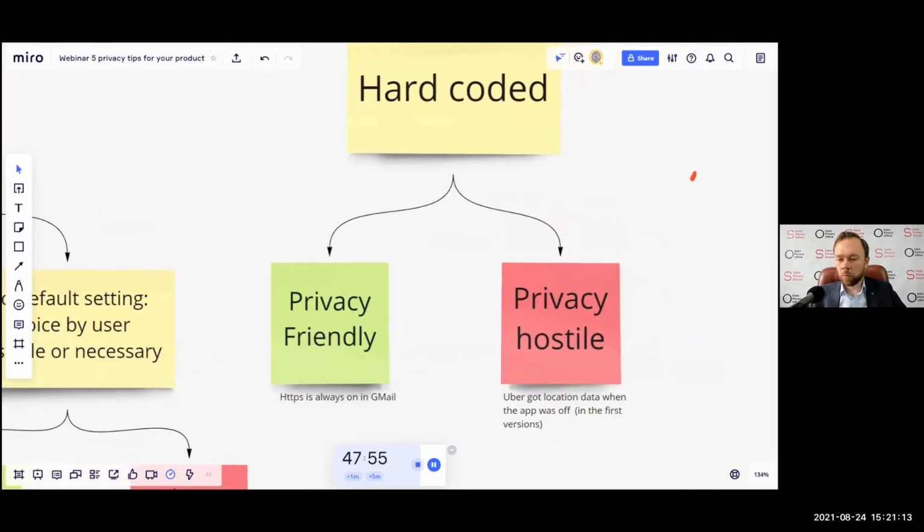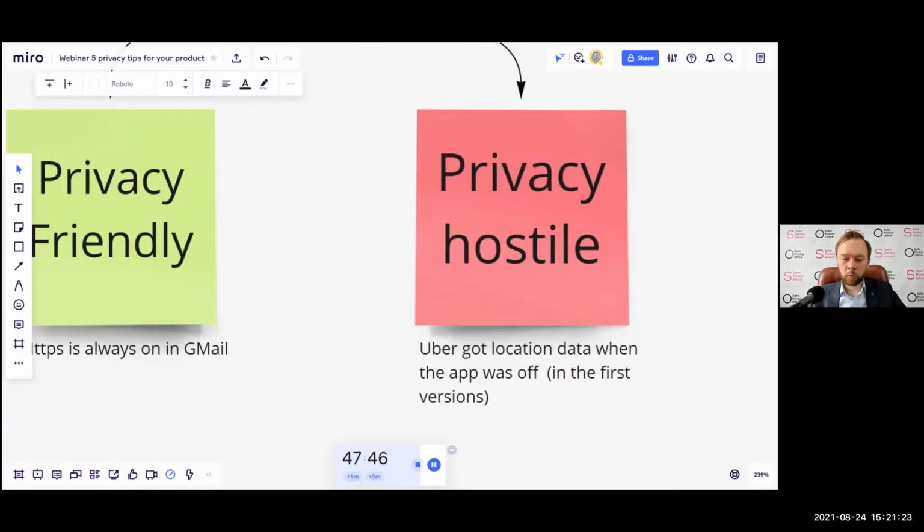There is a huge risk in hard coding privacy hostile settings in your software. For instance, this is the case of Uber. By the way, Uber got fines and sanctions from the American regulator, the FTC, Federal Trade Commission, precisely for this violation. The first versions of the app were using geolocation data about users, not only when the user was launching the app, but also when the app was off, and it was sending the location to the Uber services 24/7.